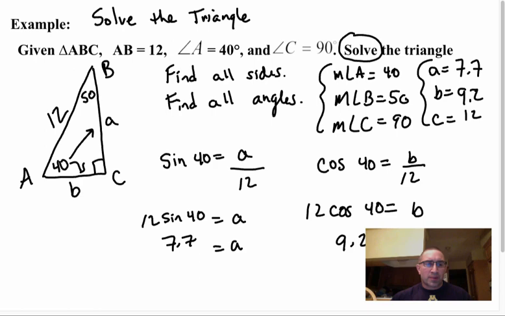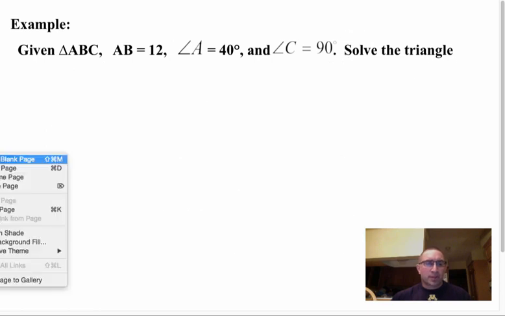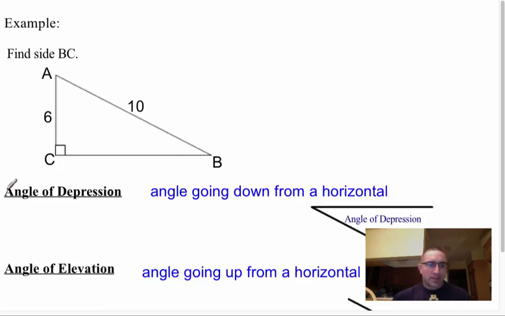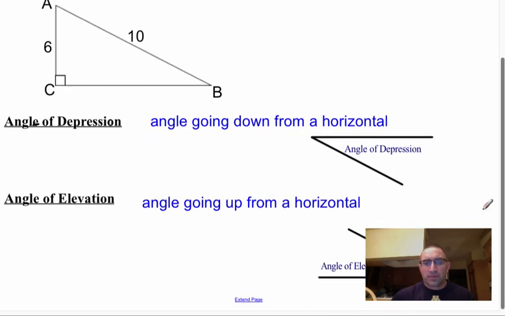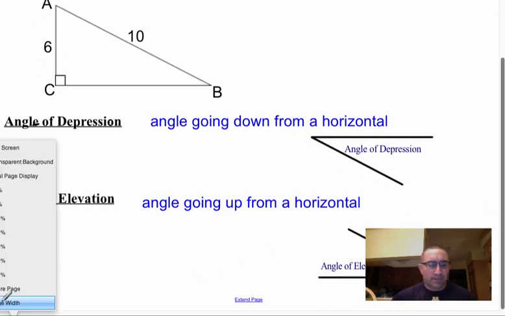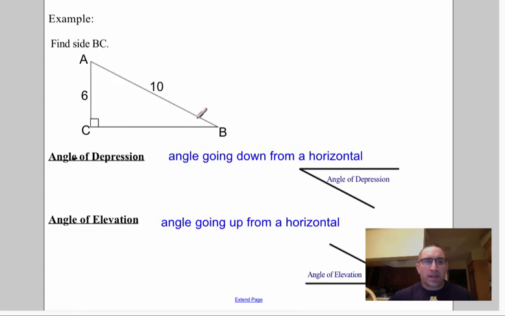Actually, I think that's the same problem, folks. So we can get rid of that one. We have one more idea: angle of depression and an angle of elevation. So the angle of depression is going to be any angle going down from the horizontal, and the angle of elevation is the angle going up from horizontal. Okay?